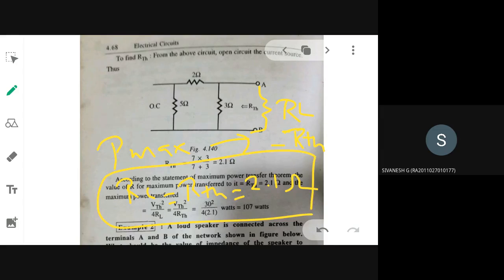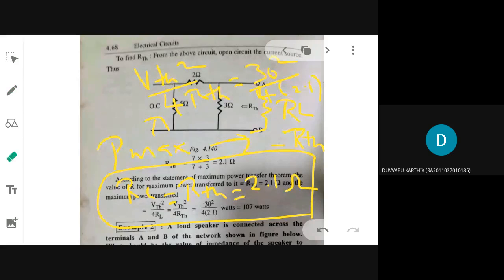That is one thing that is being asked in the problem that is solved. Next thing is you need to calculate what is the P max value that is given by the standard formula. What is the standard formula? VThevenin square divided by 4 RThevenin. So VThevenin is 30, square, divided by 4 into 2.1. So what is your P max value? 107.1. That is correct only.